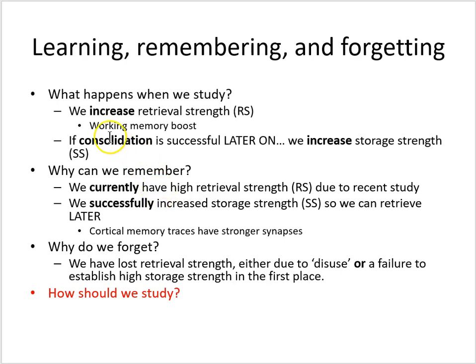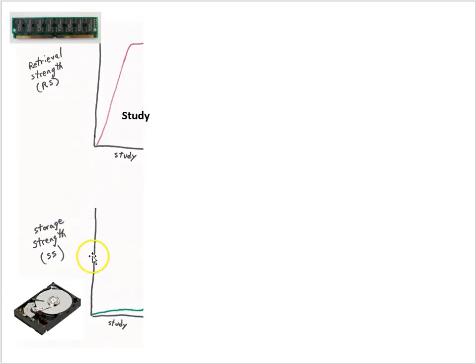In previous lessons, we examined the answers to what happens when we study, why can we remember, and why do we forget. In this lesson, we'll look at how we should study, given what we know about the brain. We're going to use two graphs to follow the course of a student studying.